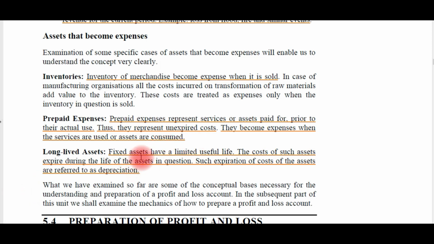Long-lived assets. Fixed assets have a limited useful life. The cost of such assets expires during the life of the asset in question. Such expiration of costs of assets is referred to as depreciation, which in simple terms means that most fixed assets remain only for a certain period of time. Every year, they are used in the production of goods and services in a company. As they are utilized, their service is reduced. That reduction of service, or expiration of cost of that asset, is nothing but depreciation.